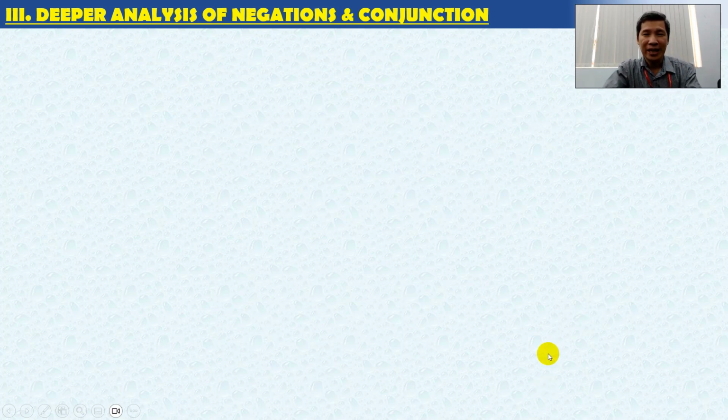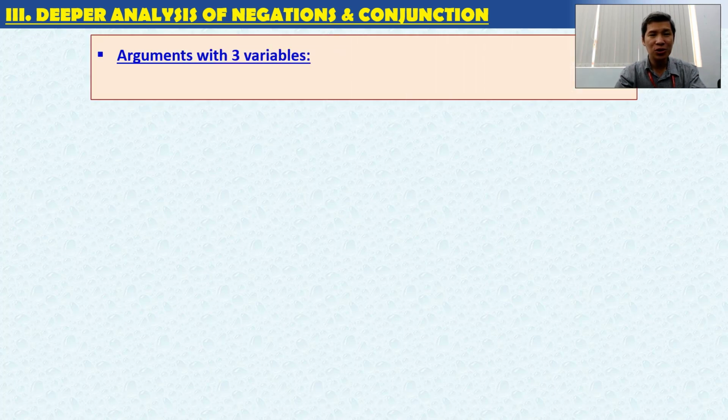Okay. So are you ready to go to something more challenging? Deeper analysis of negations and conjunctions. Now let's go to arguments with 3 variables. Not 2, but 3. For the arguments with 2 variables, we use only 4 lines. Now arguments with 3 variables, see how many lines do we need to show all of the combinations of the values together.